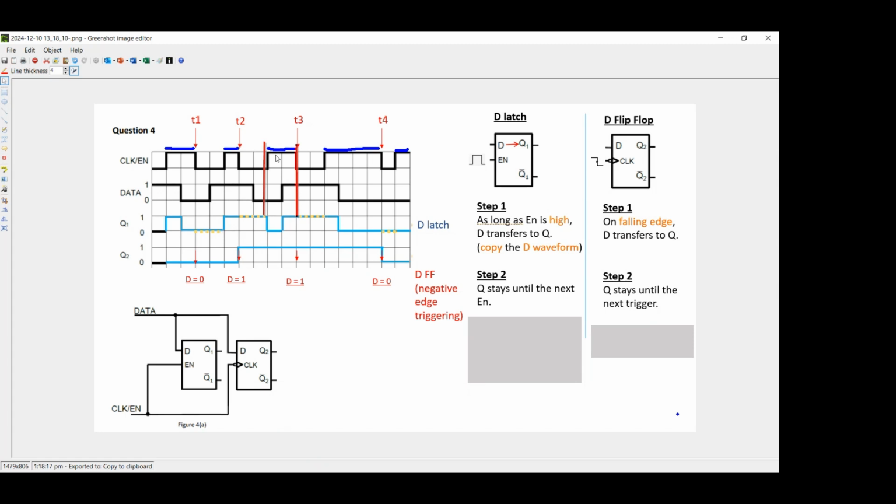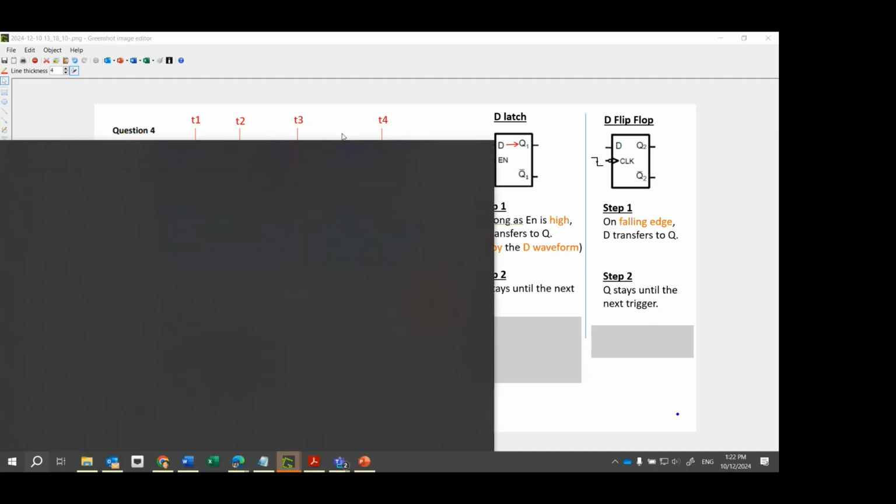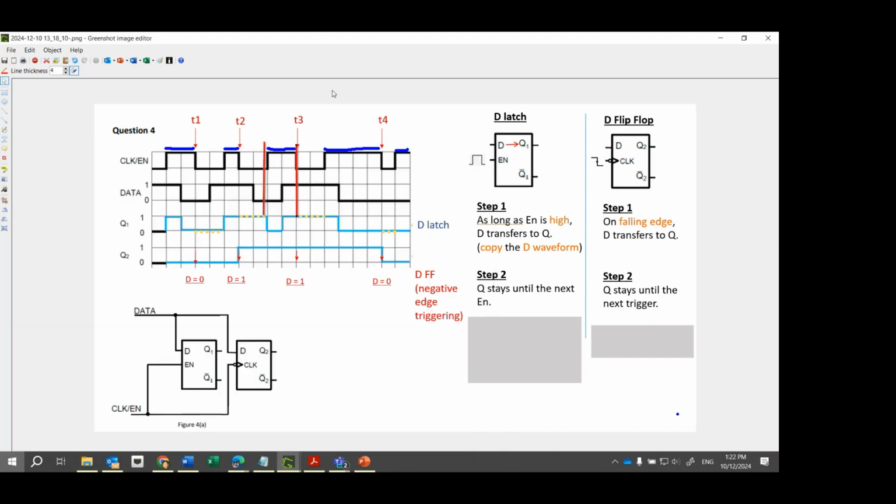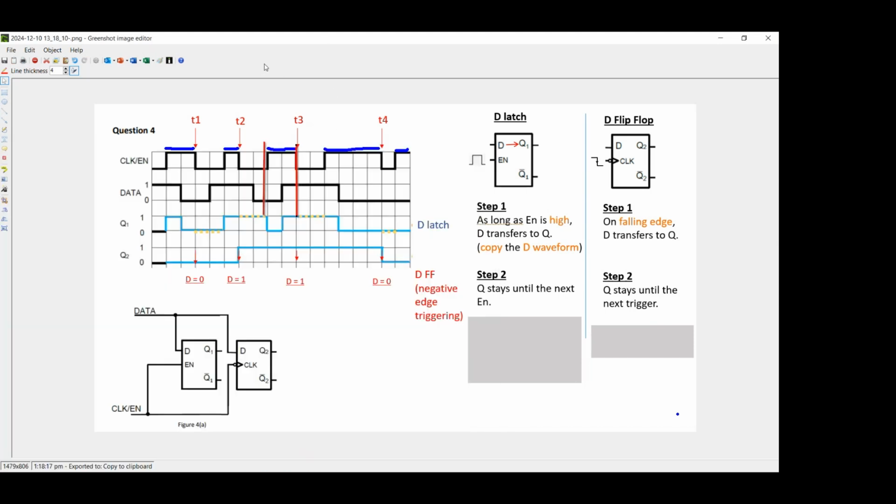So can you tell me what to do next? You do step one, right? Where's the D waveform? There's a problem, maybe I share the screen to you. I can give control to you. Can you tell me where is the D waveform? Now you are doing step one, right? Yeah, D waveform is here.